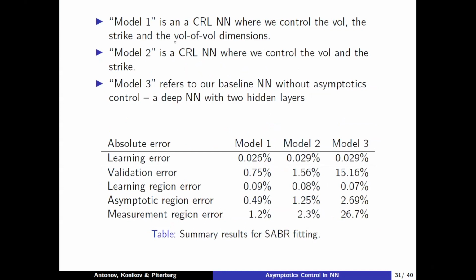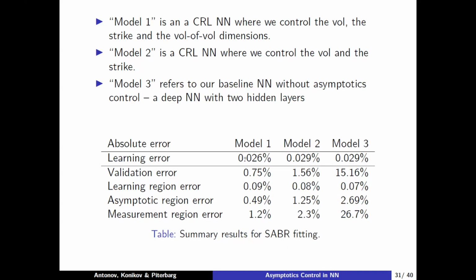So who is who now? Model 1 is our Gaussian bell network, where we control the volatility, the strike, and the volvol. So it's the best guy. Model 2 is Gaussian bells, where we control the volatility and the strike. Model 3 is our baseline neural network with 2 layers and the sigmoid as the activation function, so deep and endless, 2 layers. So this is the main table with errors.